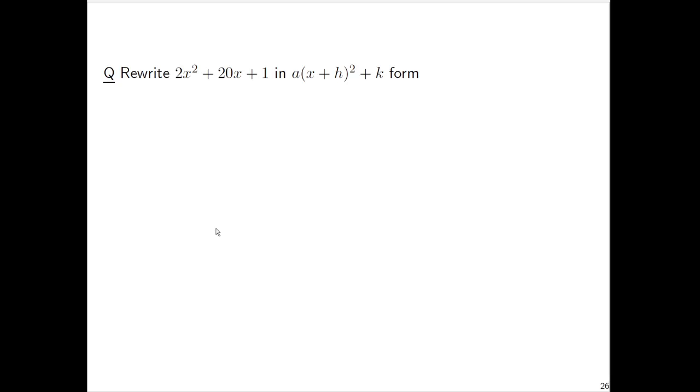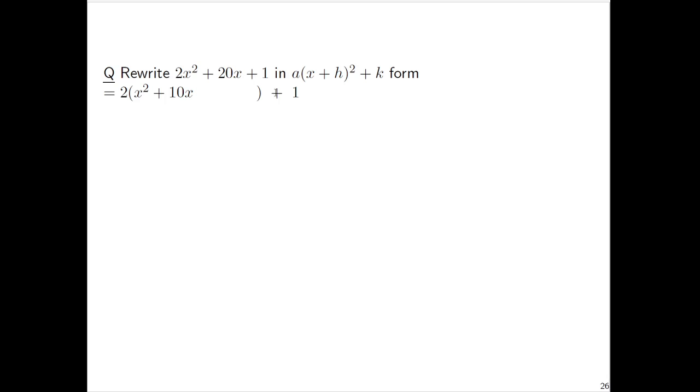Okay, we're going to try some more examples of this, but there's going to be one extra catch. Now we're going to write in the format a times quantity x plus h squared plus k. Notice this a is a new thing that wasn't there before. And we need a thing like this called a because now the coefficient of x squared is no longer a hidden 1. Now we have like a 2 in this example. So we're going to have to do things just a little different.